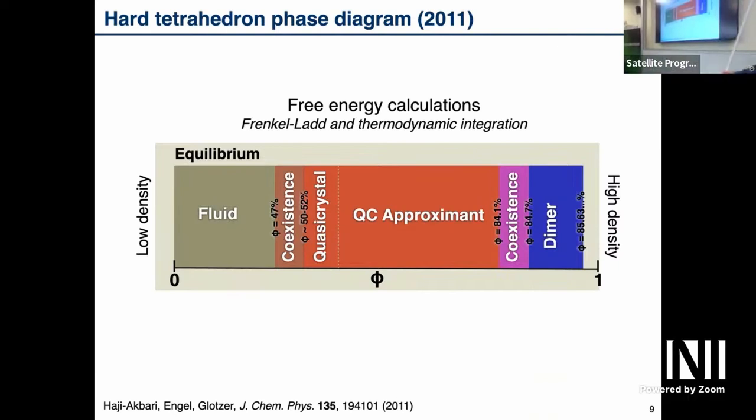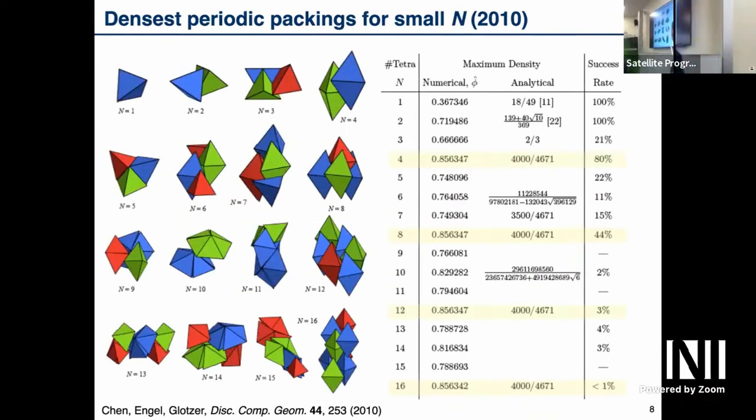Can I ask a nuts and bolts question? With these, did you enforce cubic symmetry way back when? No. If you mean this result, we allowed the box to shear and change shape, so this is really the densest packing given this number of particles. The quote-unquote floppy box. Yeah, we didn't enforce it.